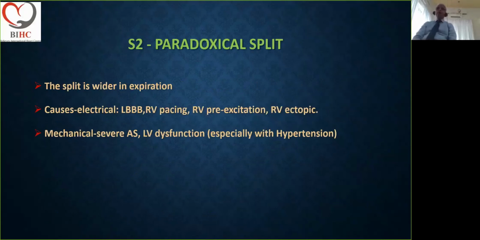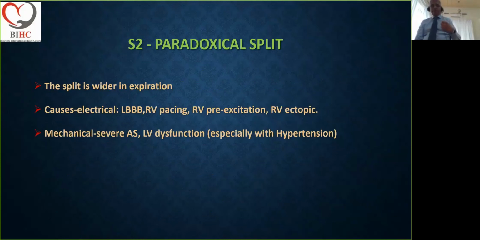Now you can also have a paradoxical split. You say that the split is paradoxical when the split is wider in expiration. You expect the split to be wider in inspiration, but instead, if the split is wider in expiration, it is a paradoxical split. For this, the A2 has to occur after P2. Normally A2 occurs earlier than P2. In a paradoxical split, A2 occurs after P2 and you hear it in expiration.